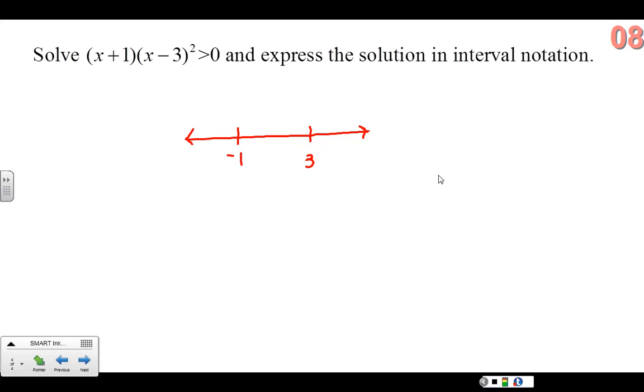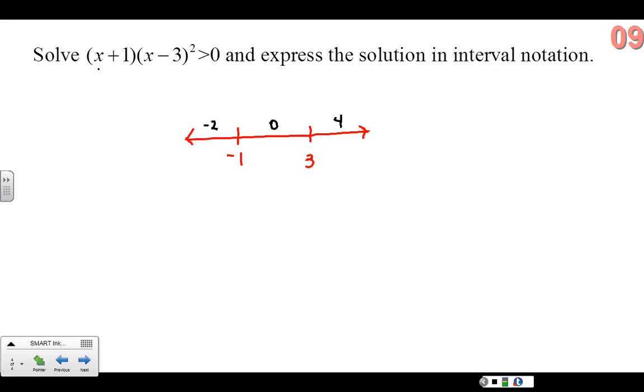We can pick a test point in each interval. So I'll pick negative 2. How about 0 and positive 4? See what happens. Now here's the cool thing. If a factor is being squared, we know it's always positive. So this one's not going to have any effect on the sign of the inequality ever in the test point. This will be positive no matter what I plug into it, because when I square the quantity, it will always be positive. So really the only thing I have to check here is this x plus 1 factor.